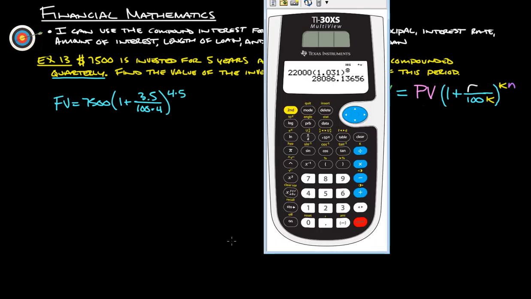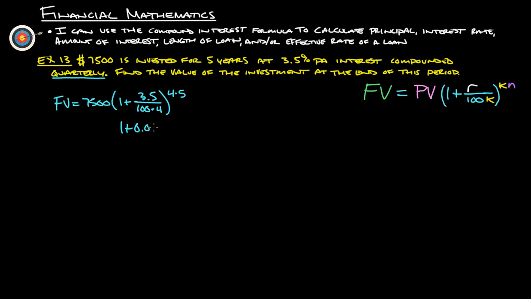Let's simplify this first so we can make it look a little nicer. We've got 3.5 divided by 100 times 4 is 400, so that's 0.00875. 1 plus 0.00875, all to the 4 times 5 is 20, times 7,500. And that is our future value.